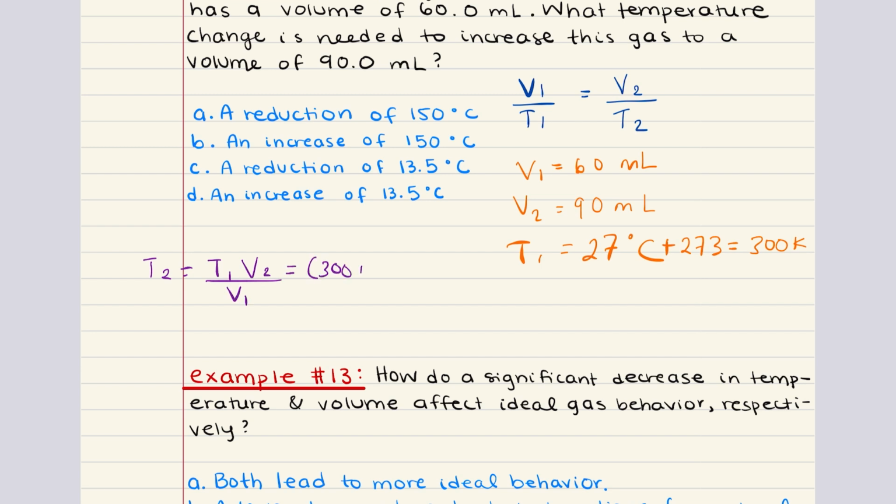T1 is 300 Kelvin, V2 is 90 milliliters, and V1 is 60 milliliters. Notice that milliliters cancel out. Our final answer here is going to be in units of Kelvin, which is perfect since we're solving for T2. Now let's do this math. 300 times 90 is going to be 27,000, and that's going to be divided by 60. We can cancel out the 6's here, and now we just have 2,700 divided by 6. This is going to get us 450 Kelvin. So T2 is equal to 450 Kelvin.